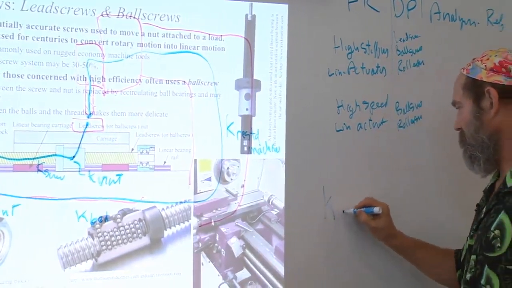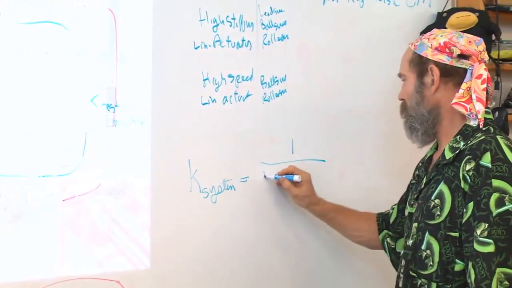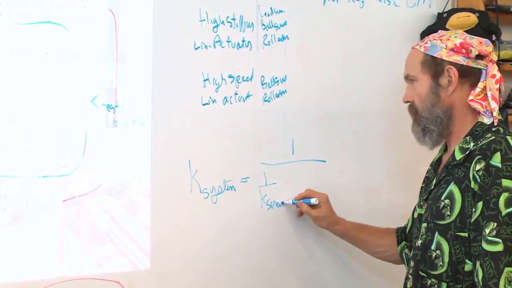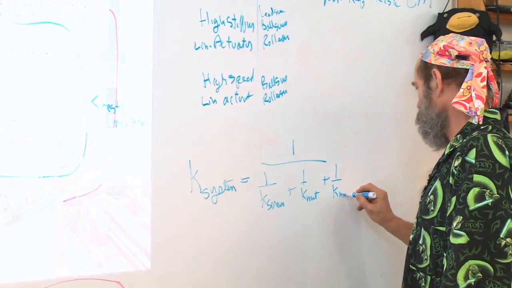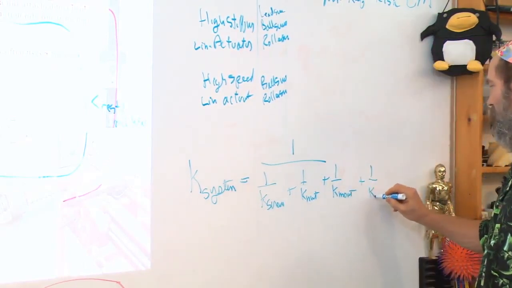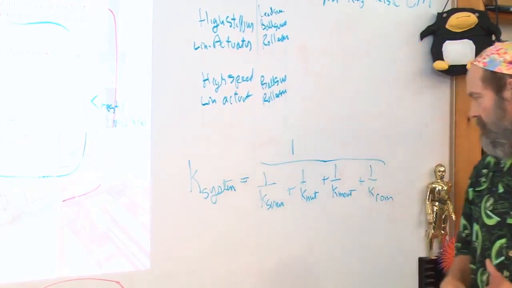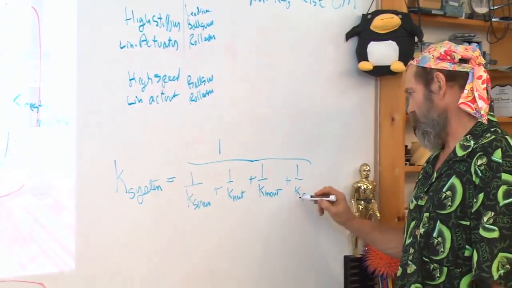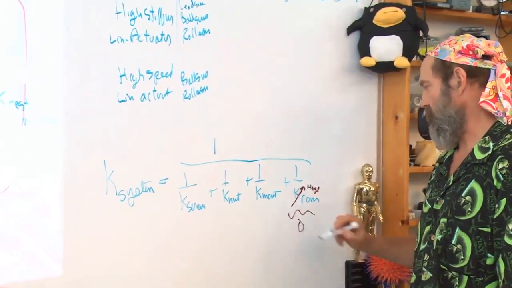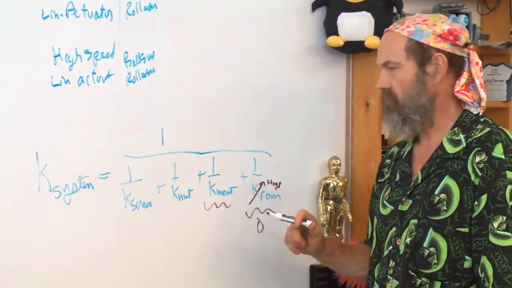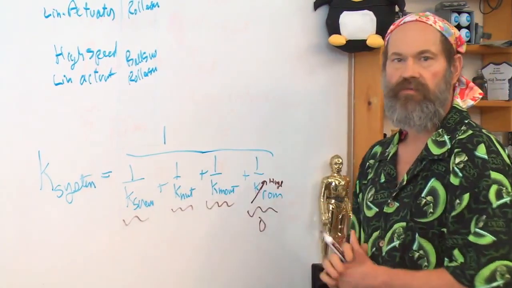such that the system stiffness equals 1 over K screw plus 1 over K nut plus 1 over K mount plus 1 over K rest of machine. So the secret to making this higher: let's assume that this is really big, so this is huge, and this term here goes to 0. The stiffness of the mount, I'm not sure. Stiffness of the nut, I don't know. These are probably all on the order of each other.